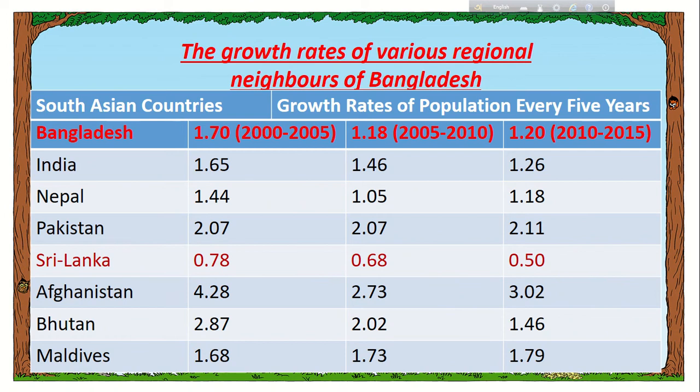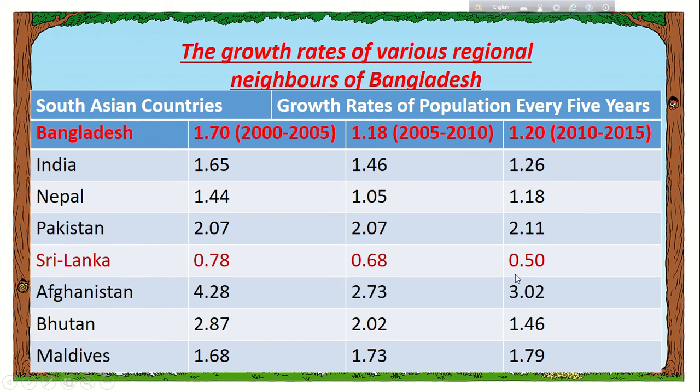We will know the present condition of the population of Bangladesh, and the growth rates of various regional neighbors of Bangladesh. Follow here some names of South Asian countries and the growth rates of population every 5 years: Bangladesh, India, Nepal, Pakistan, Sri Lanka, Afghanistan, Bhutan and Maldives. These 8 names represent the SAARC-based countries. And follow 2000 to 2005, 2005 to 2010 and 2010 to 2015, the growth rates of population every year.